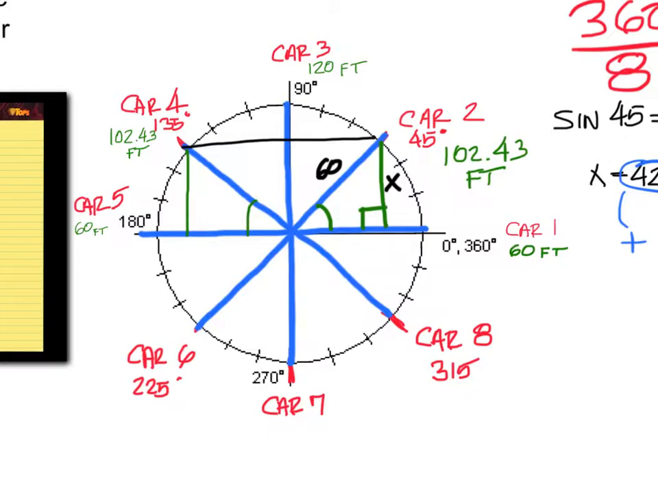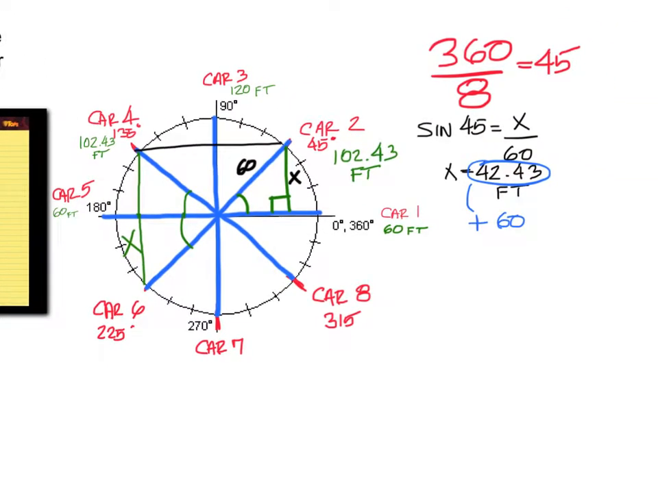Car 6, anything to calculate? Technically, yes. If you draw your triangle, you will notice that you will get a 45-degree angle, and this x value will be the same value that you found over here. However, you're not adding it to 60 feet, you're doing what to it? Subtracting. 60 minus 42.43 is 17.57.